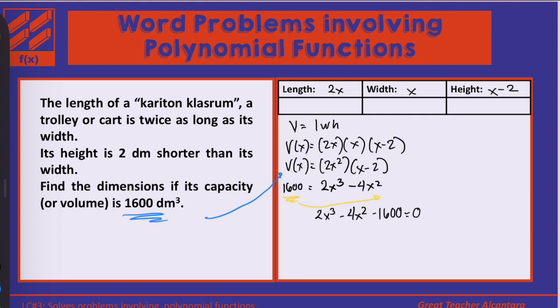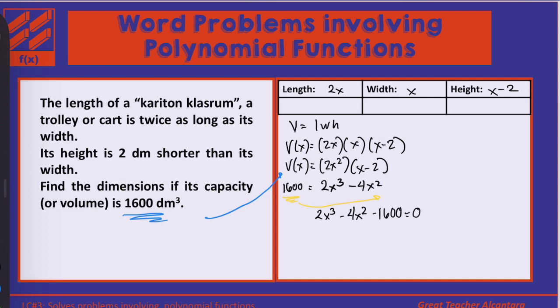2x raised to 3 minus 4x raised to 2 minus 1,600 is equal to 0. Yeah, that's correct.